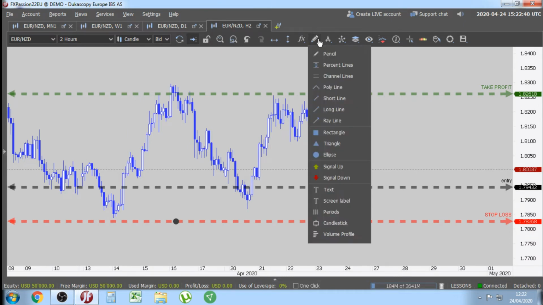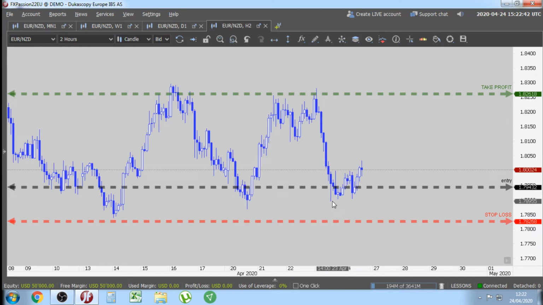On the 2-hour chart, everybody, now what do we have here? Low, high, low.